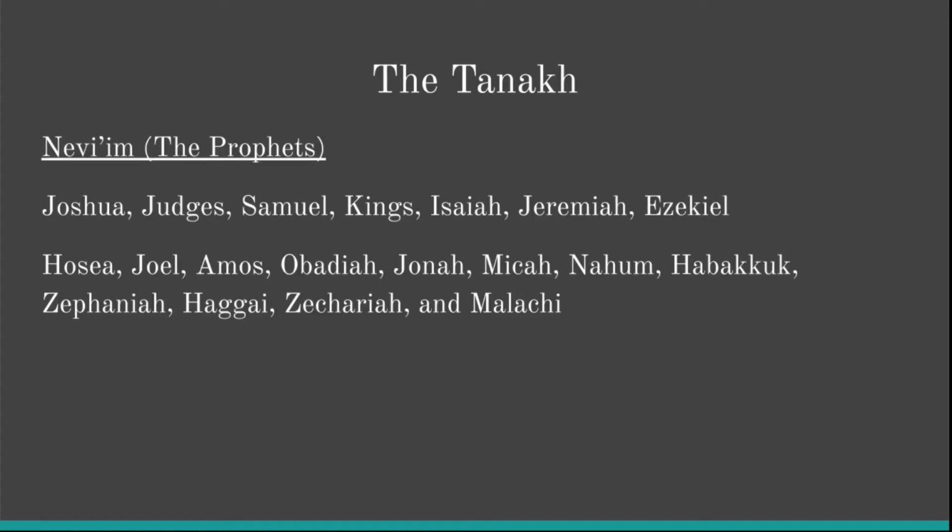In addition to the Torah, the Tanakh includes the Nevi'im. The word Nevi'im is the plural of Navi, which means the prophet. So the Nevi'im are the writings of the prophets. These books include Joshua, Judges, Samuel, Kings, Isaiah, Jeremiah, Ezekiel, as well as the 12 minor prophets: Hosea, Joel, Amos, Obadiah, Jonah, Micah, Nahum, Habakkuk, Zephaniah, Haggai, Zechariah, and Malachi.